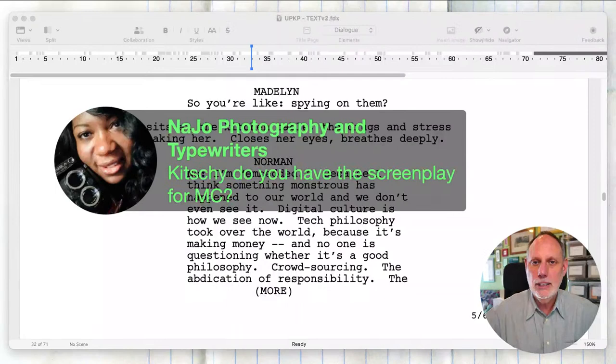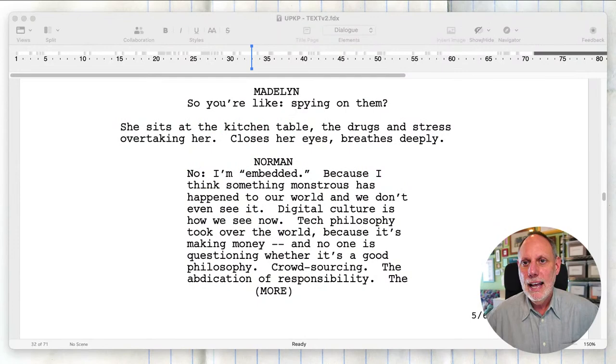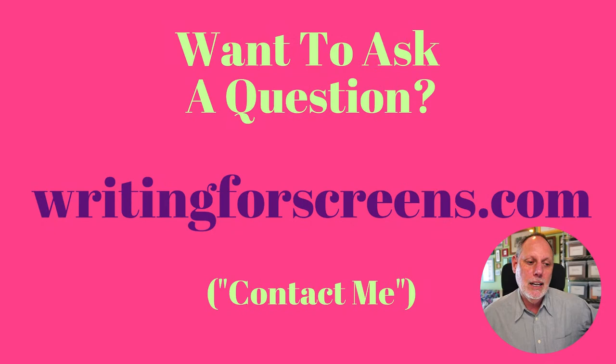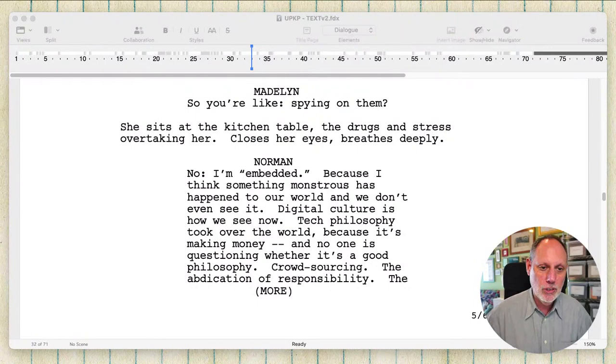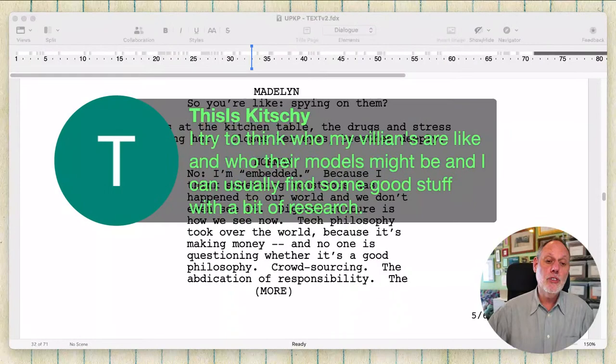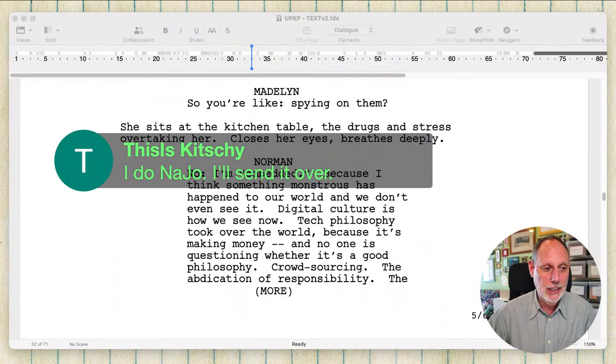If not, contact me. As you know, you can contact me by going to writingforscreens.com and clicking the button that says contact me. It's all over the place. And it will open up a little window. You send me an email. Natasha, if you cannot find the screenplay for Michael Clayton, contact me that way and I will get it to you. Yes, that's also a very good idea. Very good. Oh, never mind. Kitschy's got it. Okay.